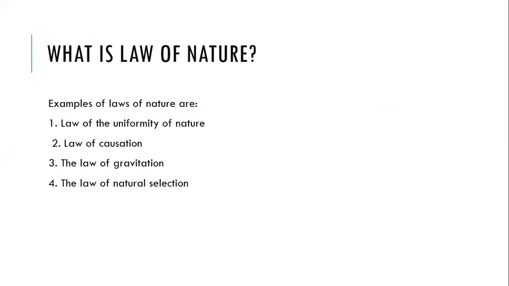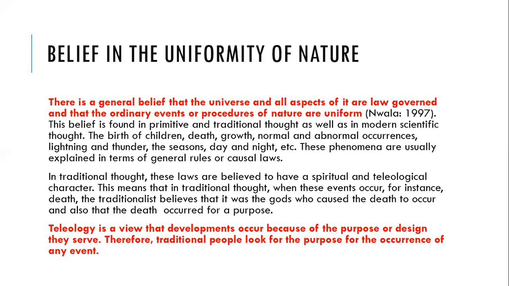Examples of laws of nature include the law of the uniformity of nature, law of causation, law of gravitation, and the law of natural selection. If you notice, in Unit 3 we talked about Charles Darwin and the law of natural selection that he was able to come up with. We believe in the uniformity of nature. There is a general belief that the universe and all aspects of it are law governed, and that the ordinary events or procedures of nature are uniform.